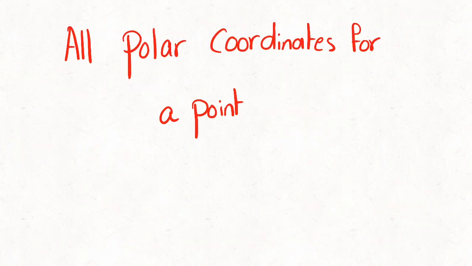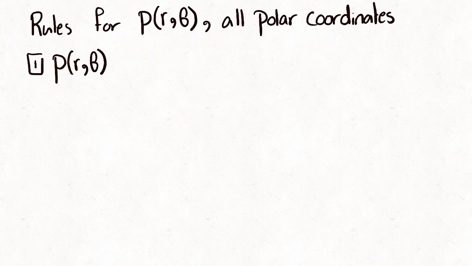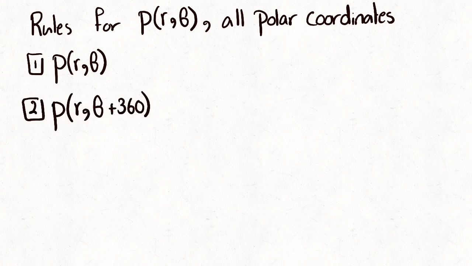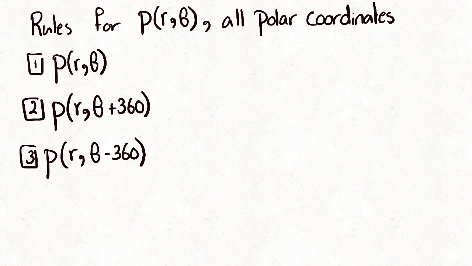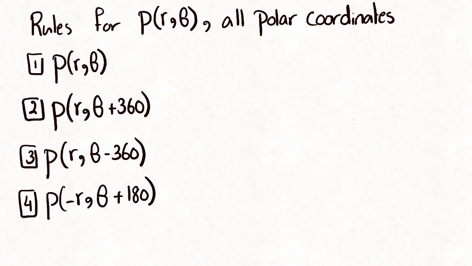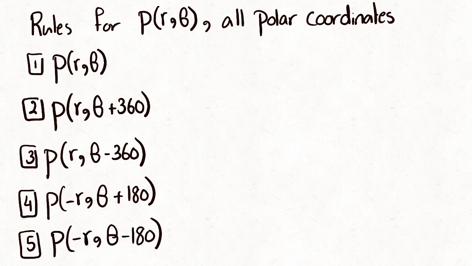All the polar coordinates for any point. For the point P(r, theta), it has different polar coordinates. The first one is P(r, theta). The second one is P(r, theta plus 360), a coterminal angle. Then the third, P(r, theta minus 360). The fourth one will be P(-r, theta plus 180), and the last one will be P(-r, theta minus 180).